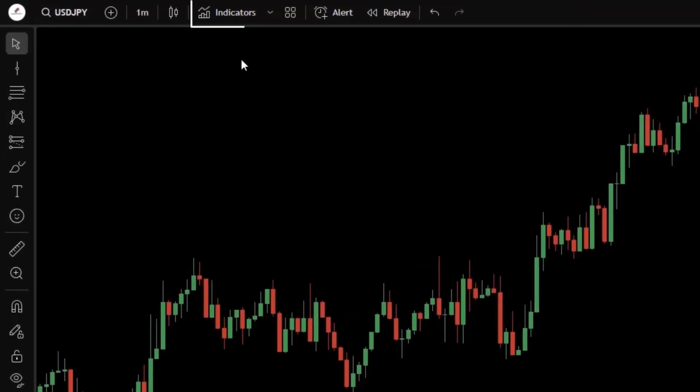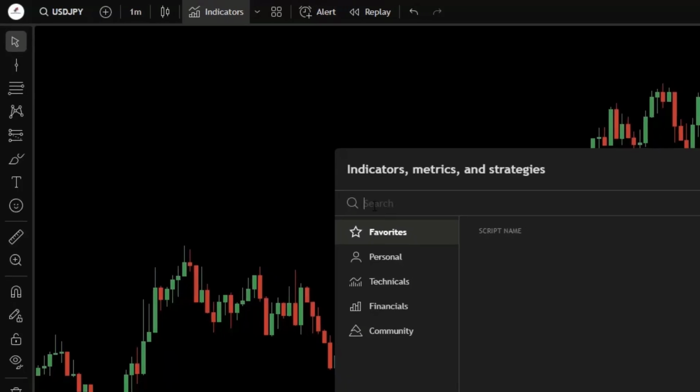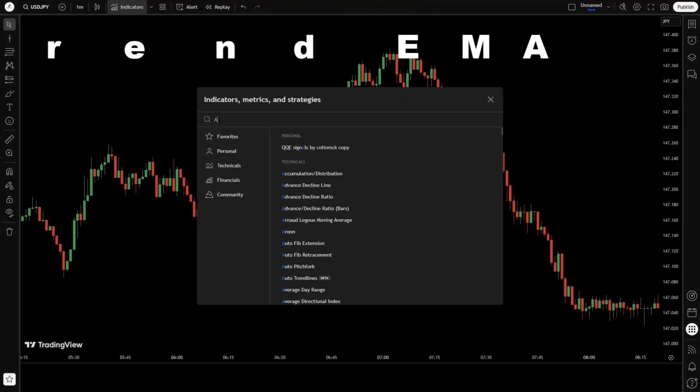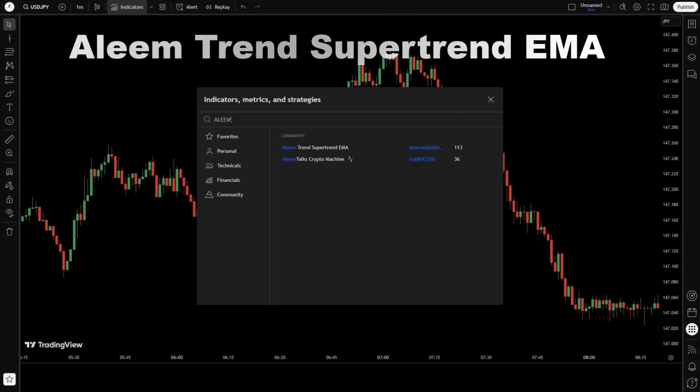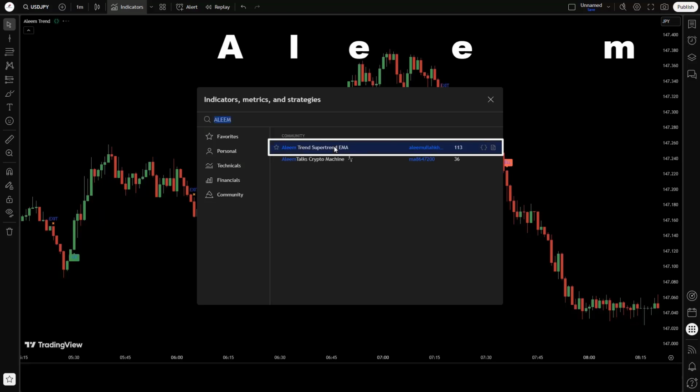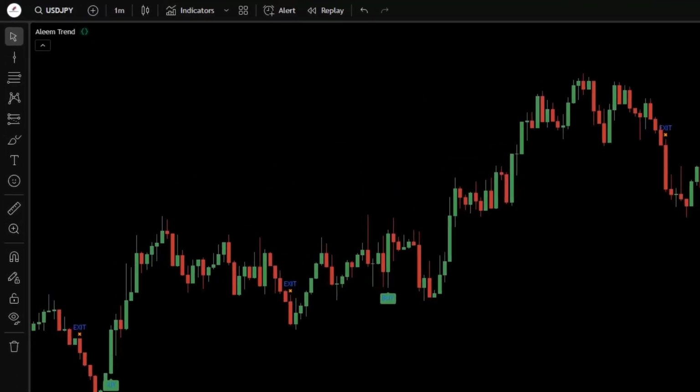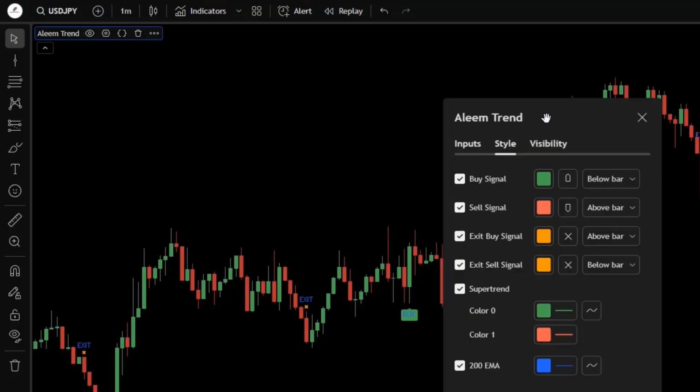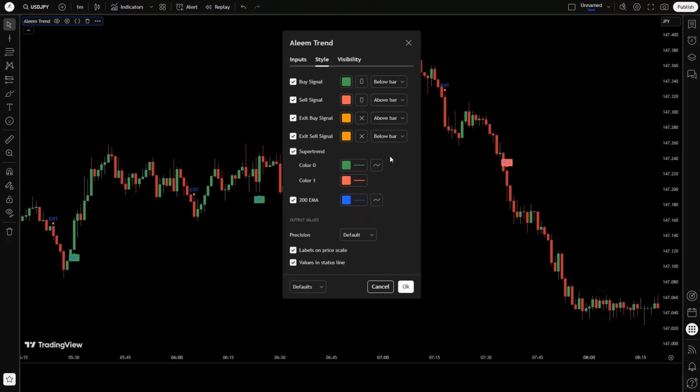First of all, we will click on the Indicators tab. Here in the search box, search for Algo Trend Supertrend EMA. Now add this indicator to the chart. Now click on the settings icon of the Algo Trend Supertrend EMA indicator. Here some settings have to be hidden.